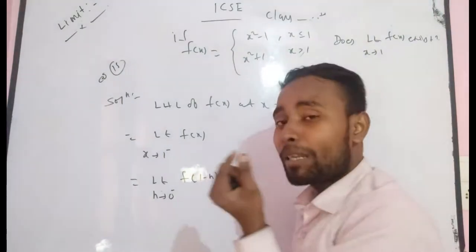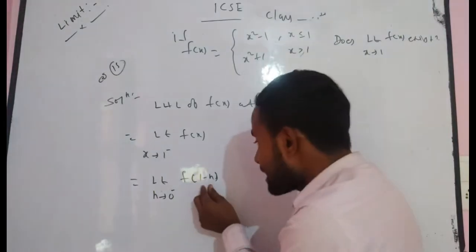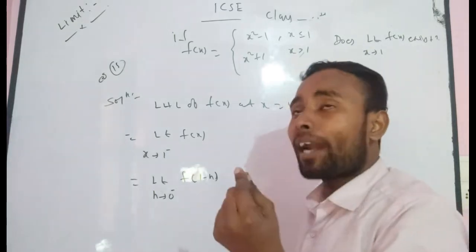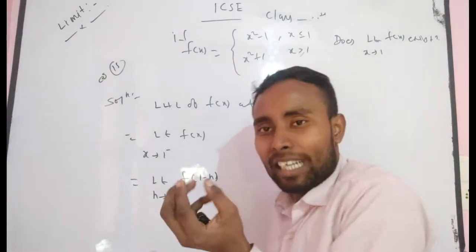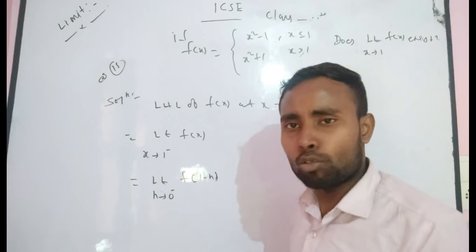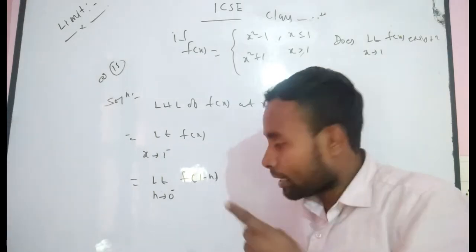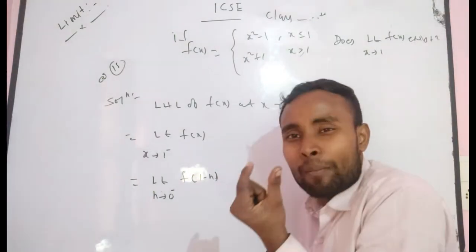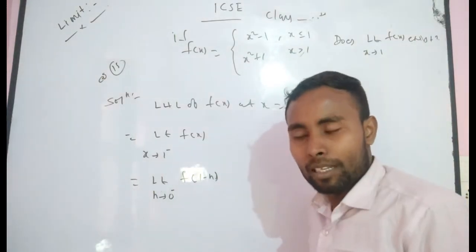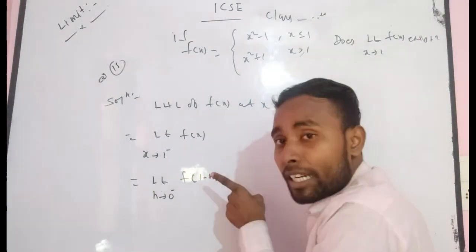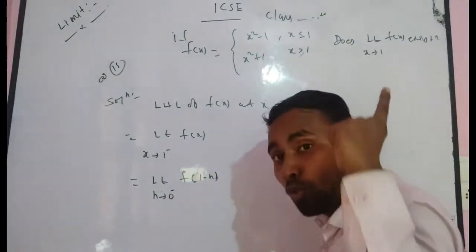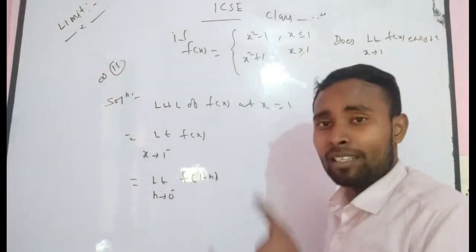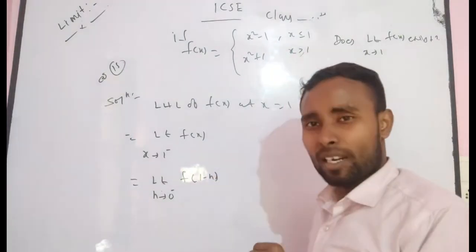Why? Because h is a very, very small positive quantity, but it is subtracted from 1. If you subtract anything from 1, that means it reduces. According to this problem, if h is a very, very small positive quantity, in that case 1 minus h is slightly less than 1. That means you have to choose the function which is defined for less than 1, that means slightly less than 1.